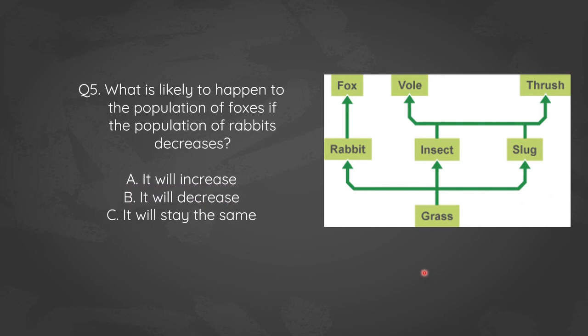What is likely to happen to the population of foxes if the population of rabbits decreases? Will it increase, decrease, or stay the same? It will decrease. So if the population of rabbits decreases, the population of foxes will decrease too. Because as you can see, foxes consume the rabbits. So if there are fewer rabbits available for food, then you'll find that more foxes will not be surviving and they will die.